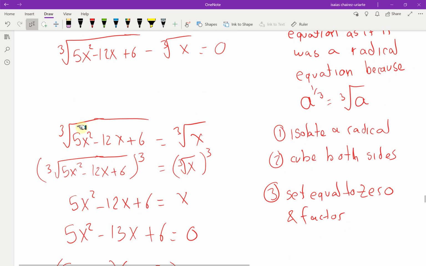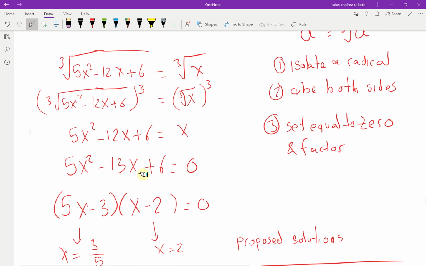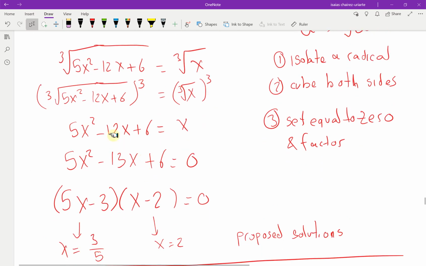And now I'm dealing with cubic roots. So in order to get rid of cubic roots, I'm going to cube both sides. If I do that, the cubic roots are gone, and I end up with a quadratic equation. What I'm going to do is set it equal to 0 and try to factor. So I'm going to subtract an x. That's how I end up with this negative 13x. Now it's set equal to 0.